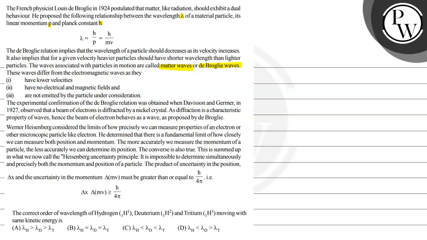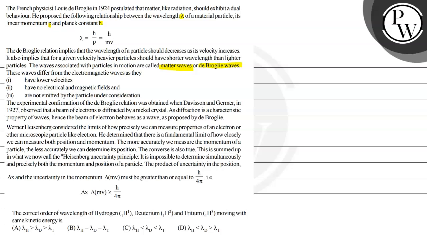So, the experimental confirmation of de Broglie relation was obtained when Davisson and Germer in 1927 observed that a beam of electrons is diffracted by a nickel crystal. As diffraction is a characteristic property of waves, hence the beam of electron behaves as a wave, as proposed by de Broglie.